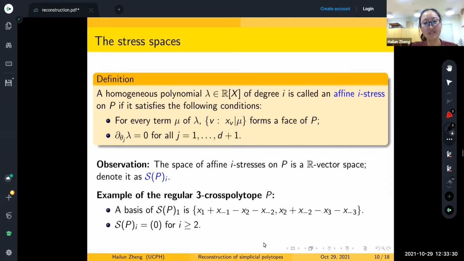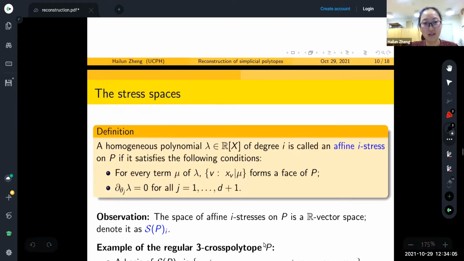Just to see whether we understand the definition, let's go back to the regular 3-cross polytope. I think I already explained that, so let's just plug in i equals 1. Now this first condition is kind of trivial. It just means that it's going to be a linear function on 6 variables, right? And now the second one is kind of important. We want to check that these partial derivatives give me 0.